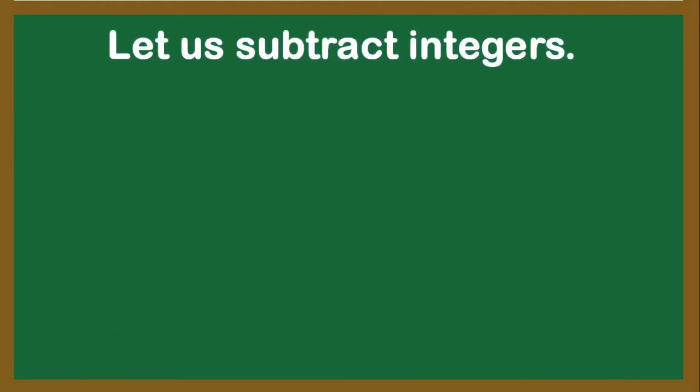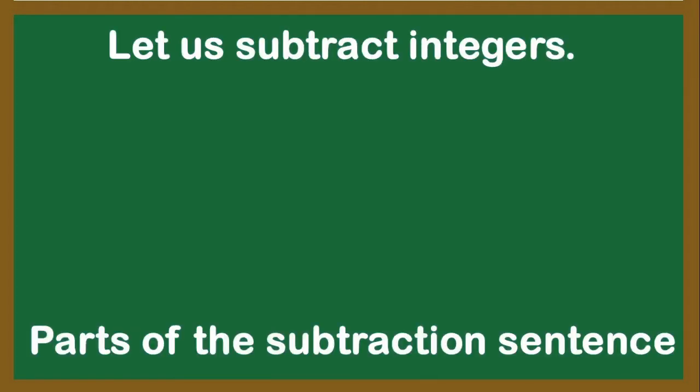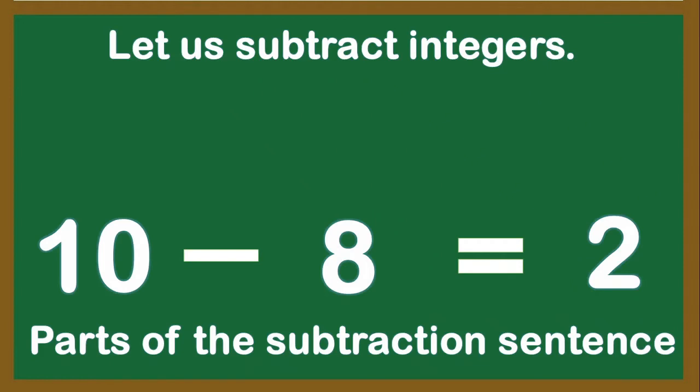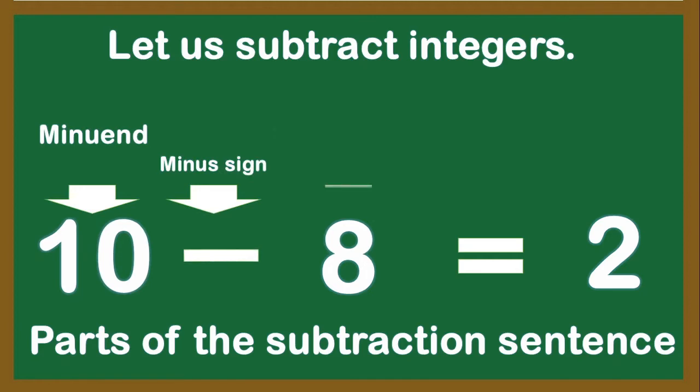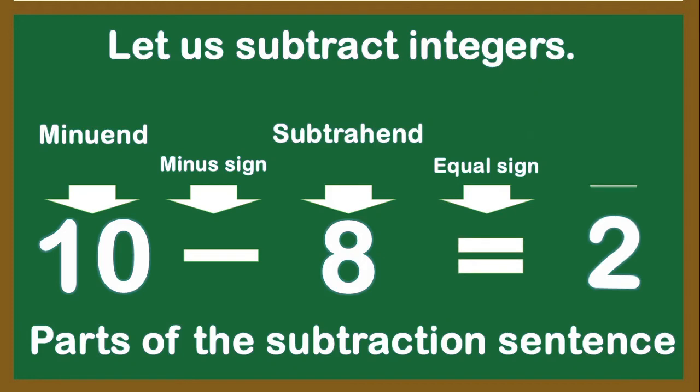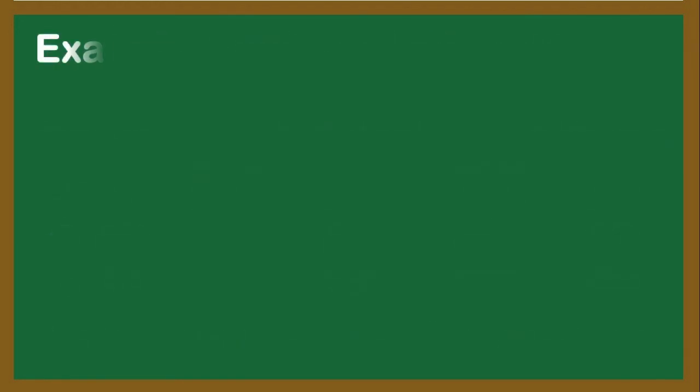Let us subtract integers. But before that, we are going to recall the parts of a subtraction sentence. Let's say 10 minus 8 equals 2. 10 is the minuend, the minus sign, 8 is the subtrahend, the equal sign, and the difference is 2. Now let us have an example.